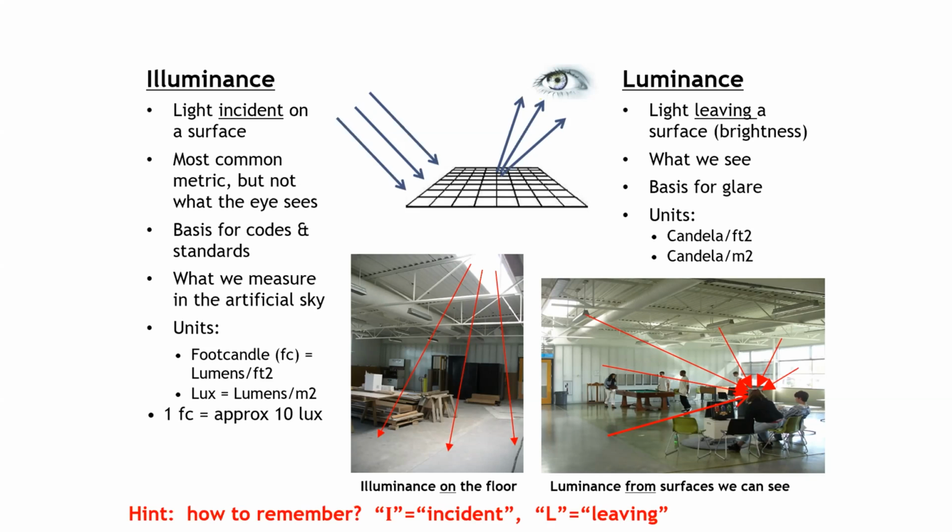And then on the other side is luminance. So luminance is light leaving a surface, and that is the brightness of that surface. This is the light that you see and the basis for glare. So when you see a glare analysis, they will always have the units of candelas per square foot or candelas per square meter.